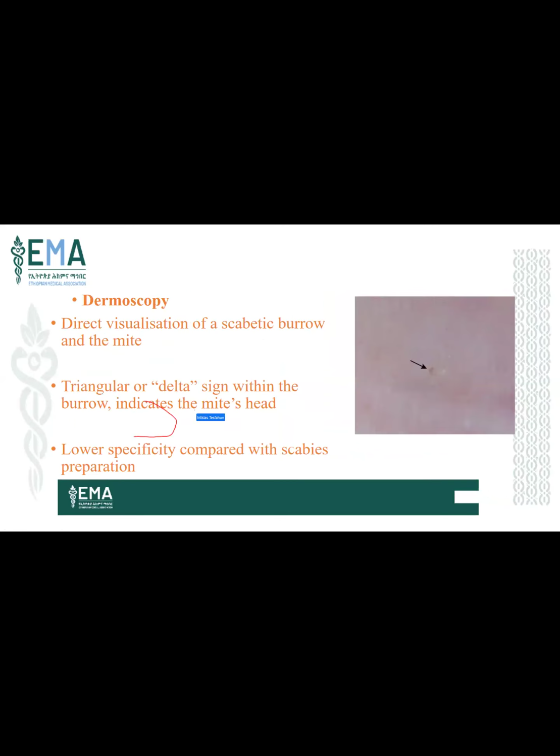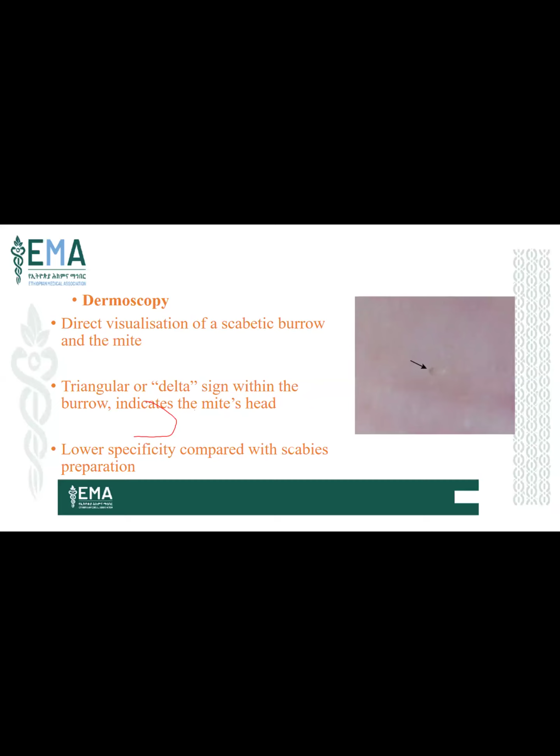The other one is dermoscopic examination of the lesion. Dermoscopy is actually a helpful adjunctive diagnostic tool to examine the mite, but due to availability issues, we don't usually do dermoscopy for scabies diagnosis. Dermoscopy will help us in direct visualization of the scabies burrow and the mite, but it's not usually possible to see the eggs and the fecal parts under dermoscopy.